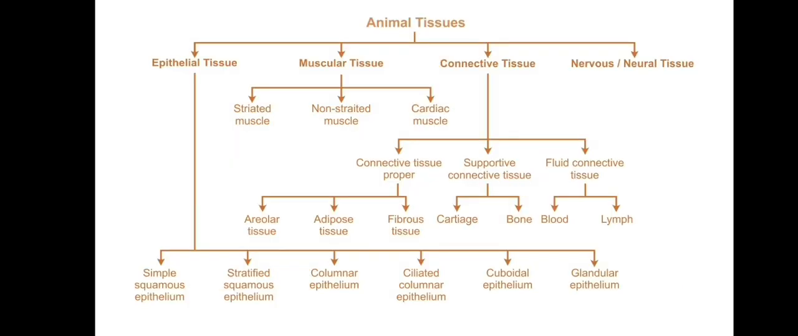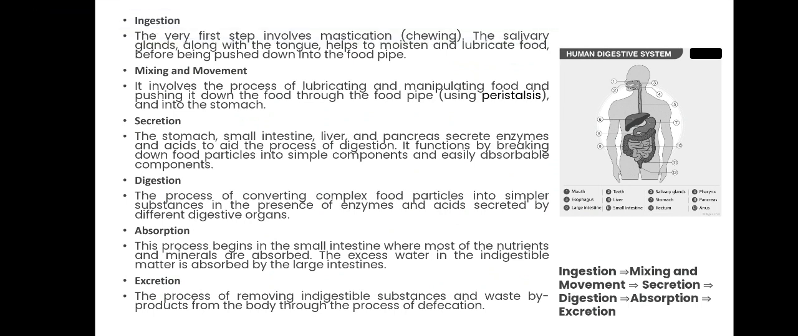Then different types of animal tissues, like epithelial tissue, muscular tissue, connective tissue, nervous tissue. They have different types of organs under those tissue systems. So please revise those points, and please watch that page of your book immediately. What are the different types of tissues present in a human being? Then what are the different types of organ systems which are present, like your digestive system, nervous system. These are different types of systems which are present in animals, human beings.